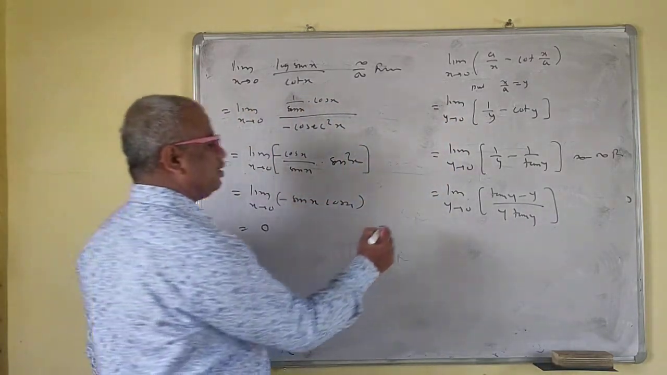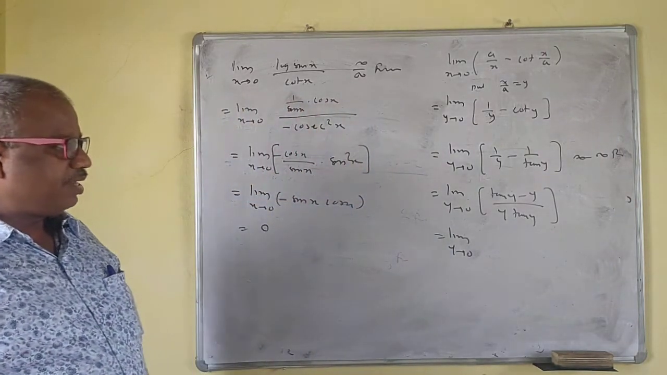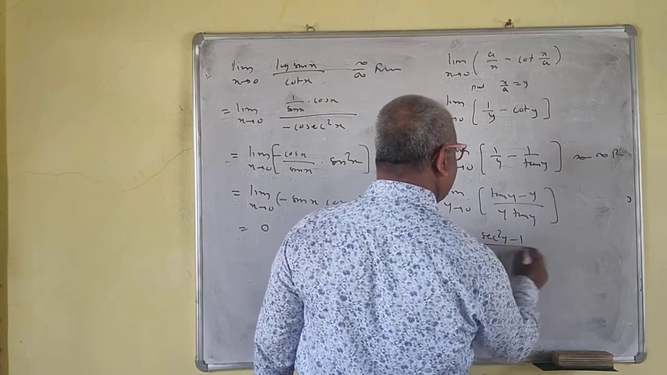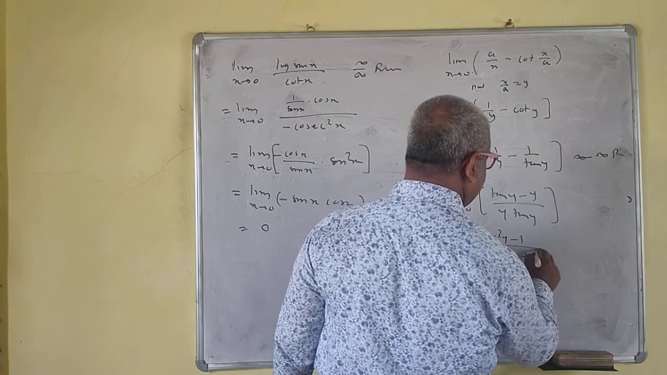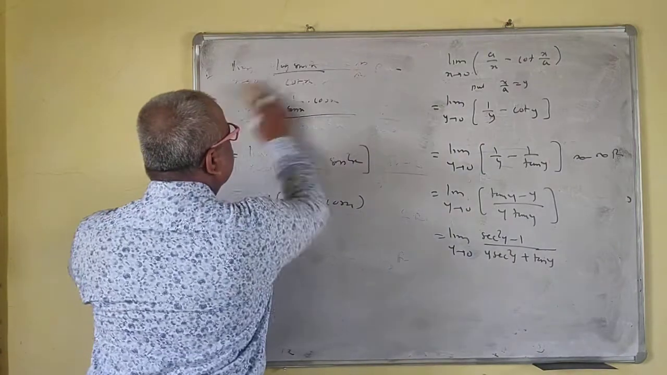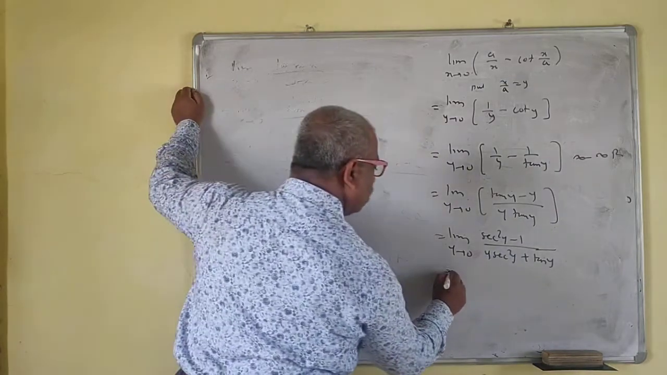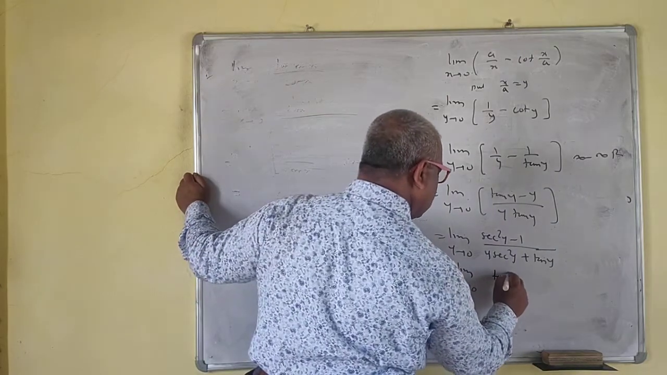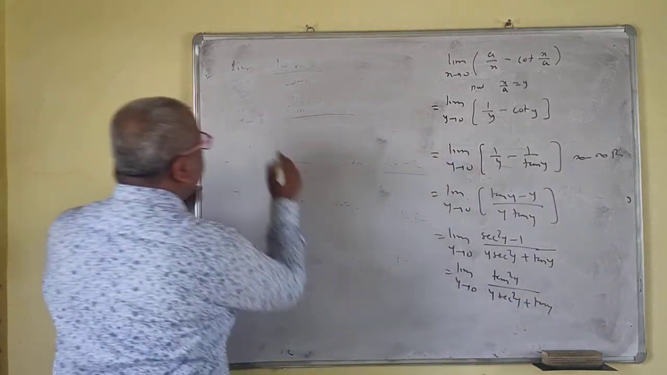Okay, so now we differentiate this. Limit y tends to 0. No need for the bracket now here. So the derivative of tan y is sec square y, minus 1 upon y sec square y plus tan y plus tan y. Okay, now we will simplify this. Limit y tends to 0. Sec square y minus 1 is nothing but tan square y. So here also we have to differentiate, plus tan y.